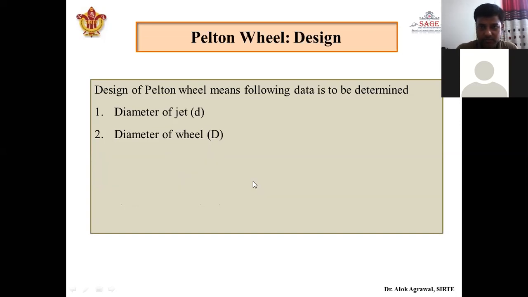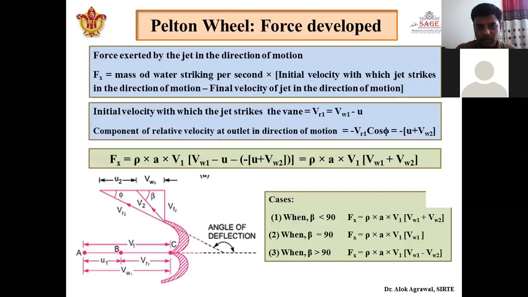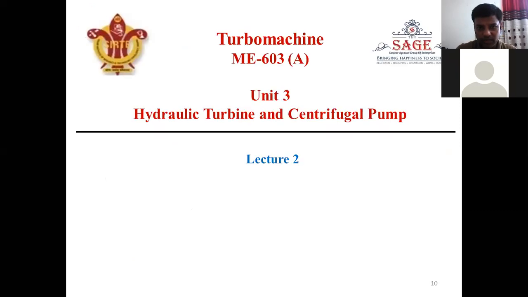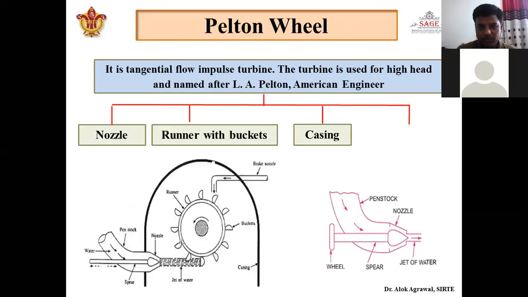Let us compile it. So what we have seen in today's class: the Pelton wheel. What is a Pelton wheel? What are the important components of a Pelton wheel, that is nozzle, runner, casing, and braking jet? We have seen the layout and its working, how it works.